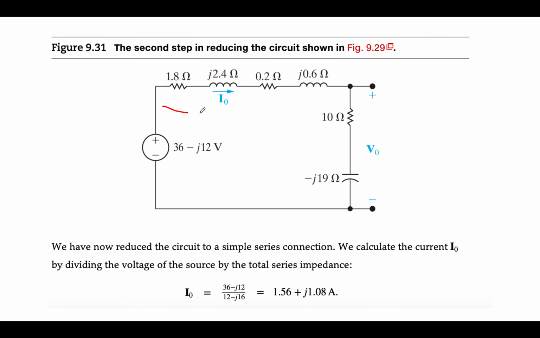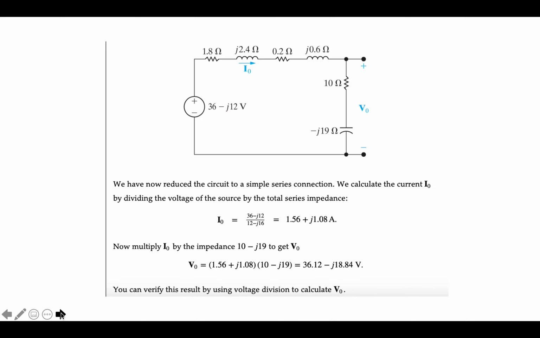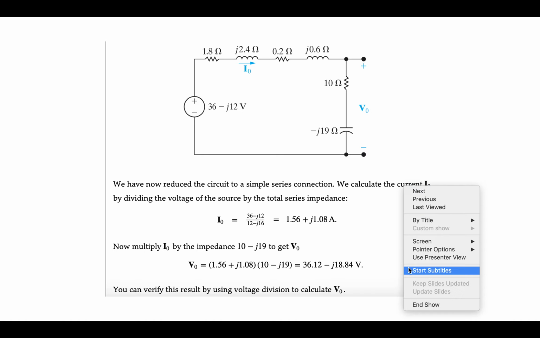So here's our 1.8 plus J2.4 that was taken up in the source transformation. Here's our voltage source, and now we can find the current by taking the voltage and dividing by the total impedance. So every impedance is added up, real parts are added, imaginary parts are added. We do the division and come up with this for the current, phasor current. We then can find the voltage by taking the phasor current and multiplying by the impedance. You could also use voltage divider.